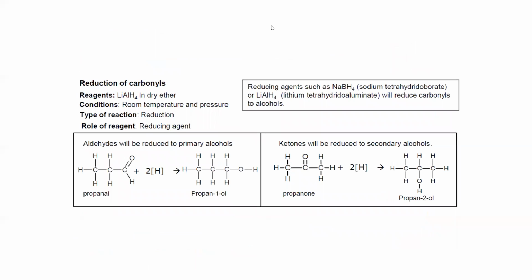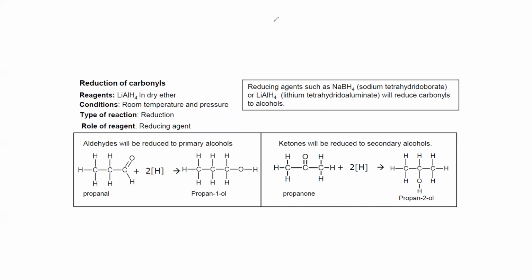Then reduction. So what reagent do we use? We use lithium tetrahydridoaluminate in dry ether. Ether is a solvent. So it's the same thing as we know: oxidation of primary alcohol is first oxidized to aldehyde and then aldehyde oxidized to carboxylic acid. Oxidation of a secondary alcohol will produce ketone, and tertiary cannot be oxidized. So the opposite, if we reduce them, if we reduce aldehyde, it will be reduced back to primary alcohol. If it's a ketone, then it will reduce back to secondary alcohol.